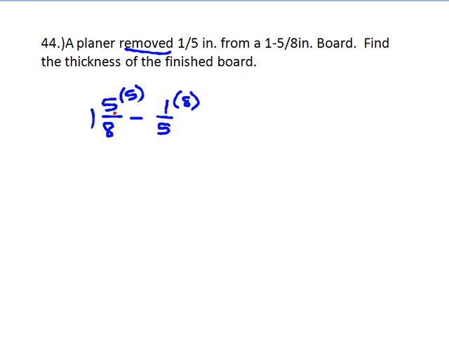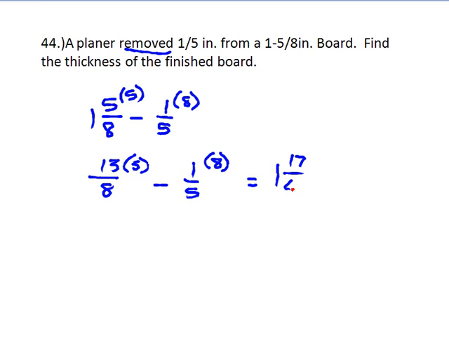Okay. So we better change this first. Let's see, 8 is 13/8 times 5 minus 1/5 times 8. Okay, and when we multiply this out, we end up with 1 17/40. So we've answered our word problem.